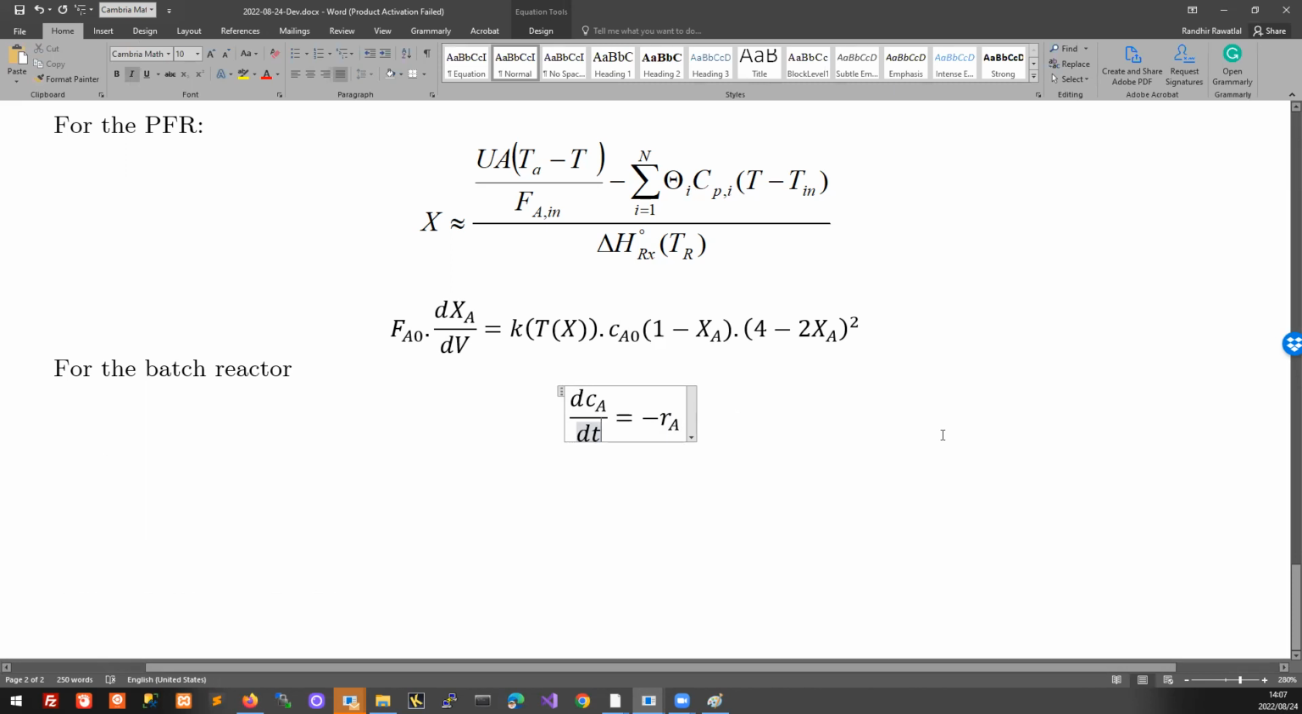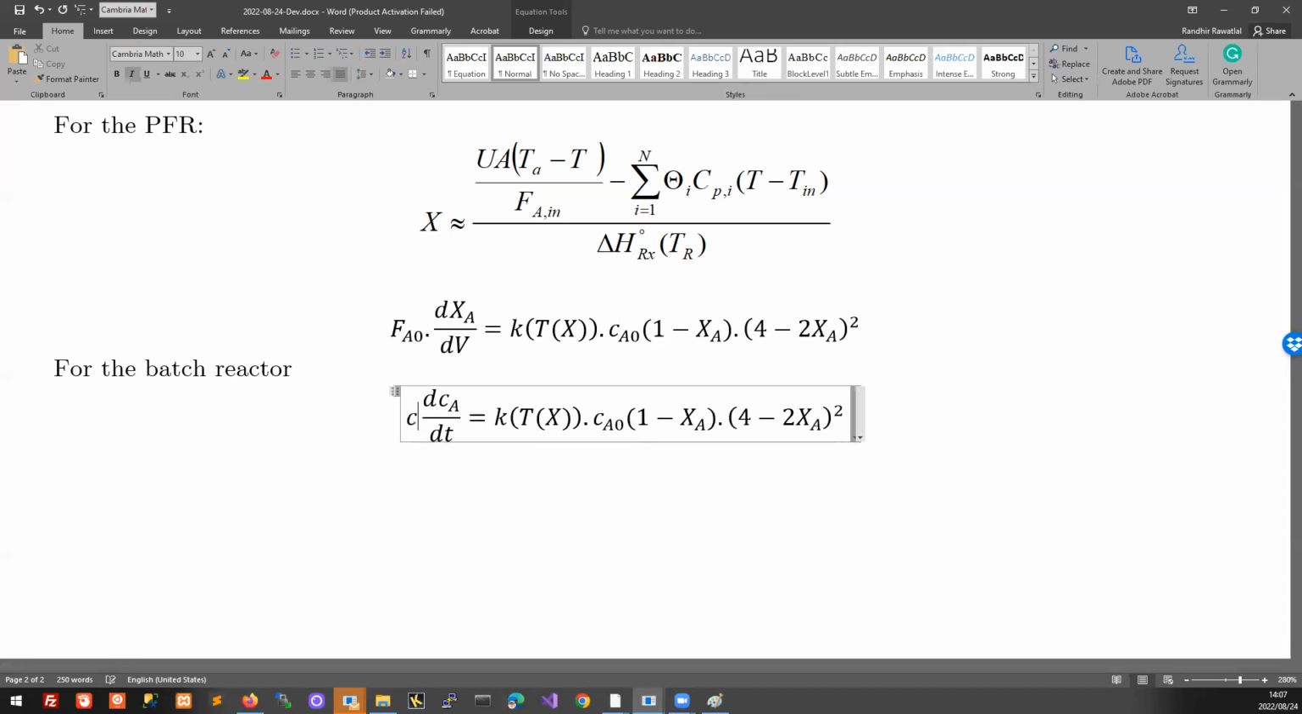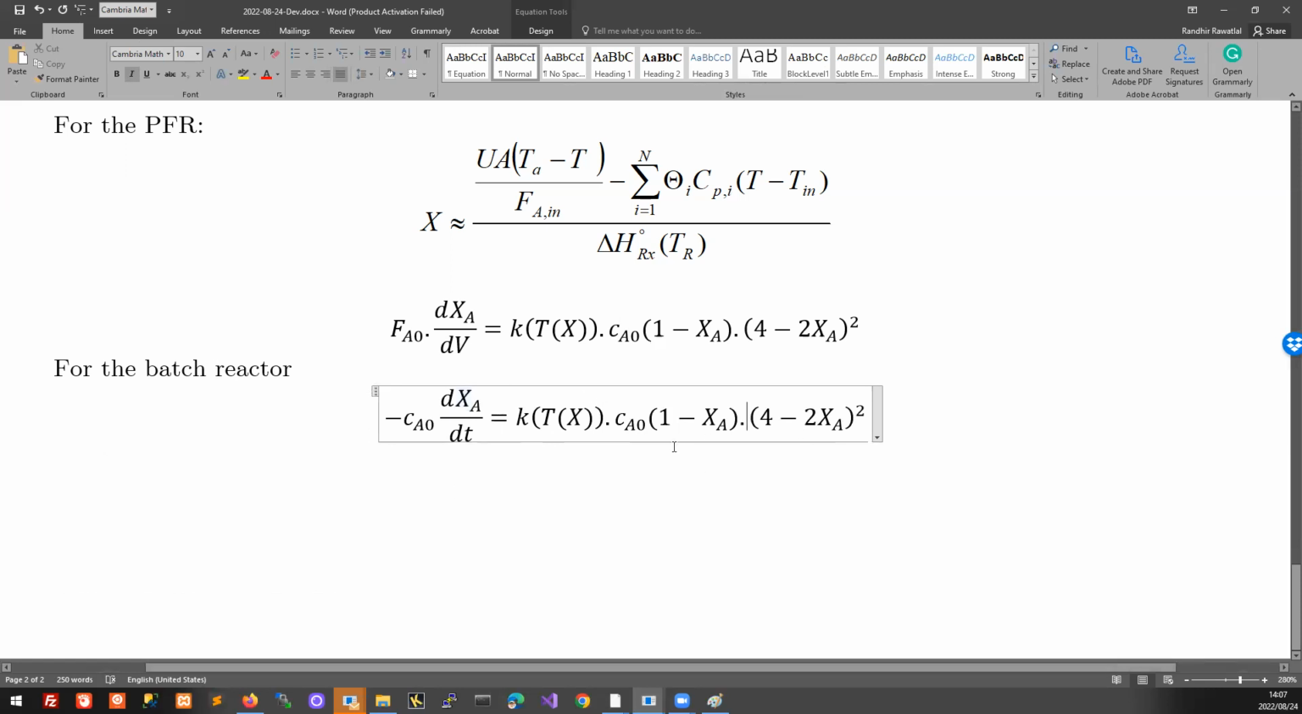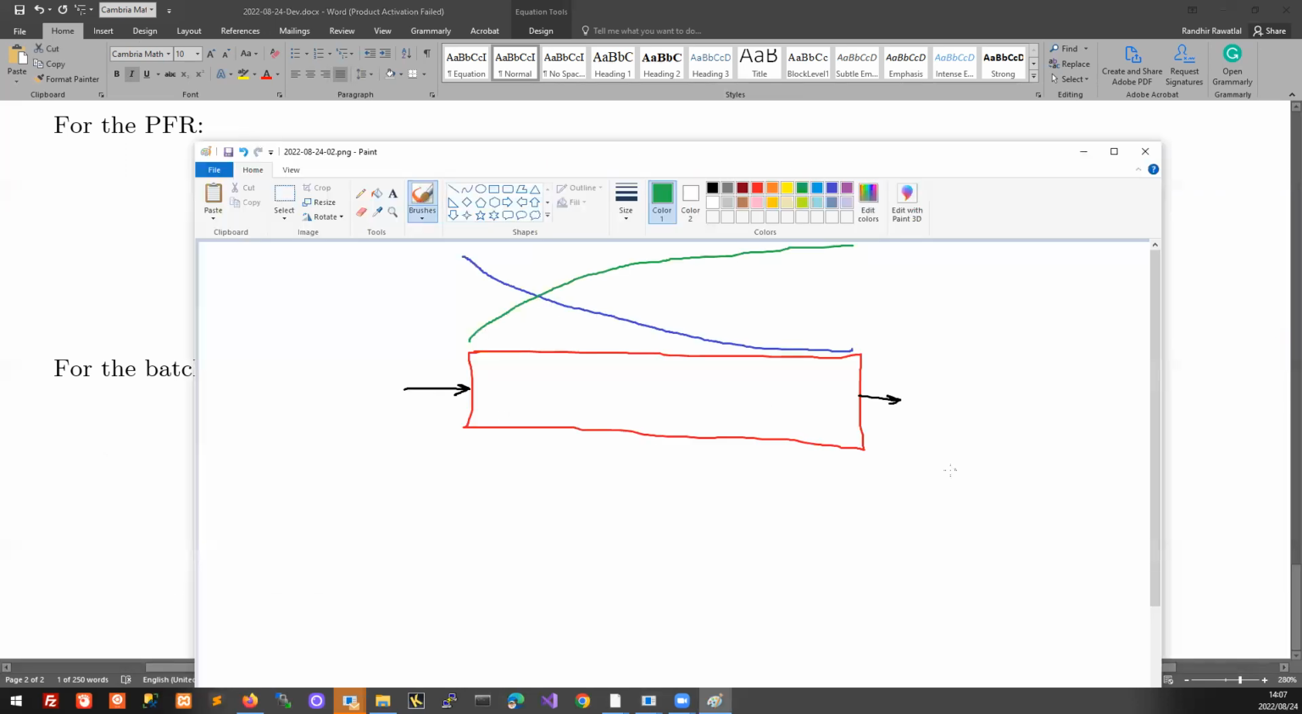So again, we have the same situation. For R_A, we are going to get this expression. And on this side, we can write this dC_A here as C_A0 times, should say minus, and then X_A. Right, so again, for the batch reactor, we could ask, how long does it take to reach a conversion of 80%? And we then have to acknowledge that the temperature will be changing during that reaction.